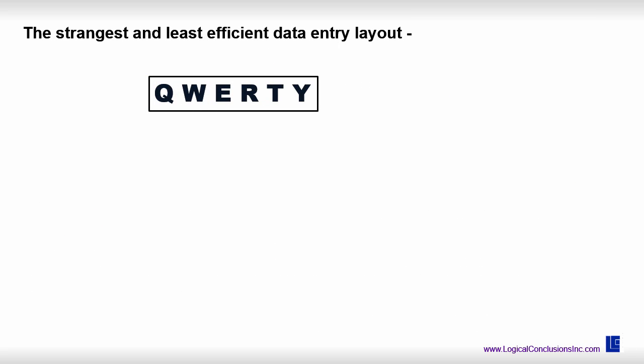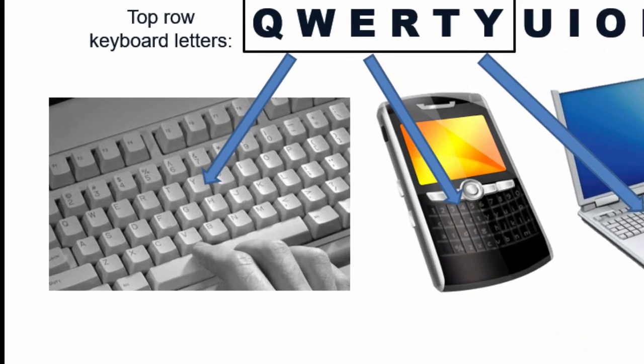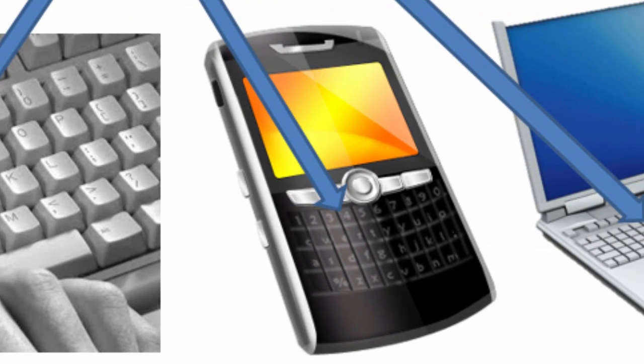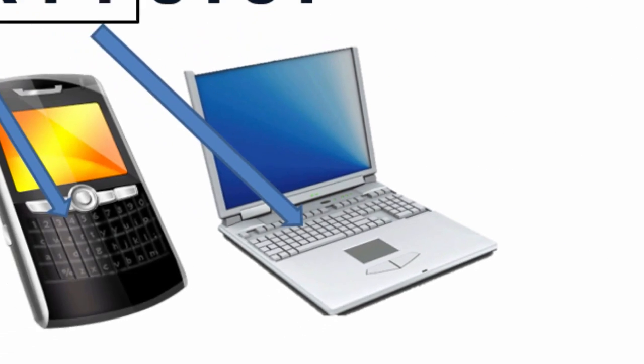Hence the strangest and least efficient data entry layout was designed, called the QWERTY layout. The name QWERTY comes from the first 6 letters on the top row of letters on the keyboard layout. Today, the QWERTY keyboard is everywhere. Look on the devices you use. Even the latest mobile devices have this layout. And you guessed it, this strange keyboard layout is the same layout as the old typewriter.